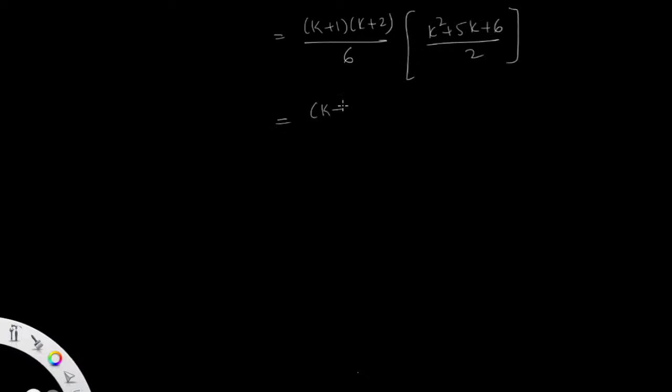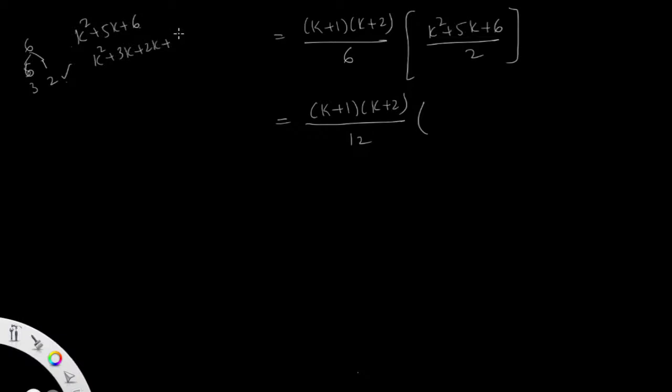Now multiply k plus 1 into k plus 2 divided by 12. By doing the factorization of k square plus 5k plus 6, first and last terms we can multiply: 6, 1 into 6, 3 into 2 is 6. So by adding, the middle value 5k: 3k plus 2k plus 6. Now take the common terms: k into k plus 3 plus 2 into k plus 3.